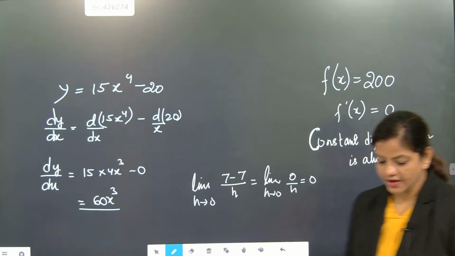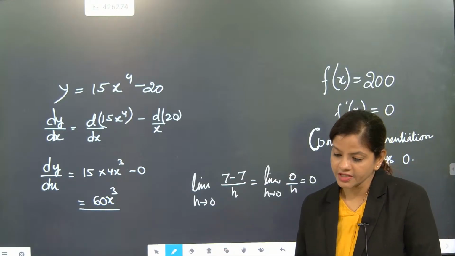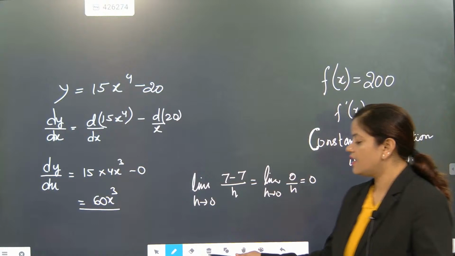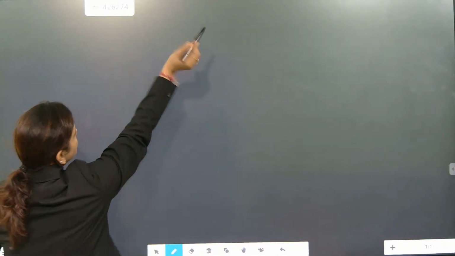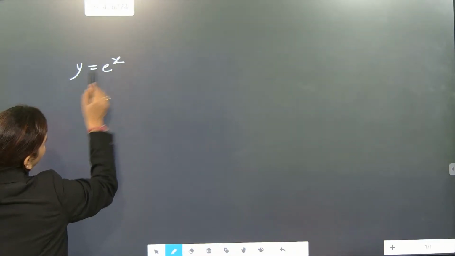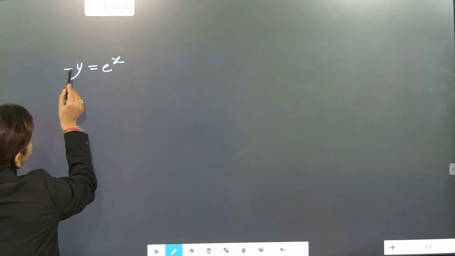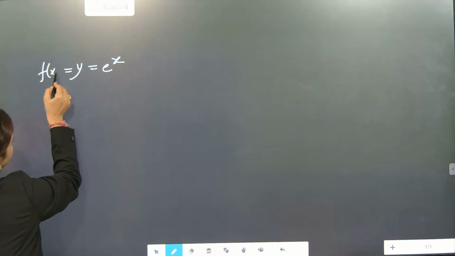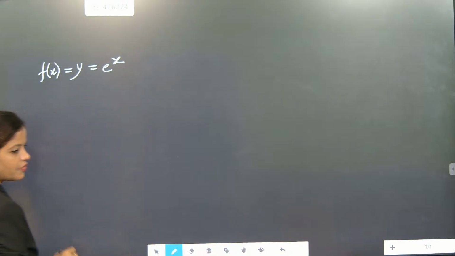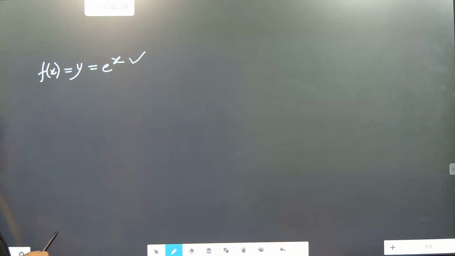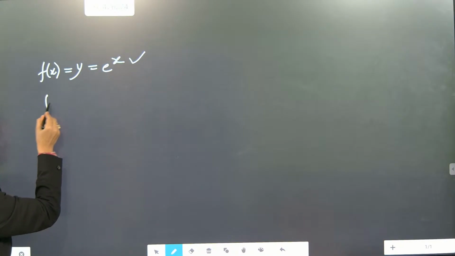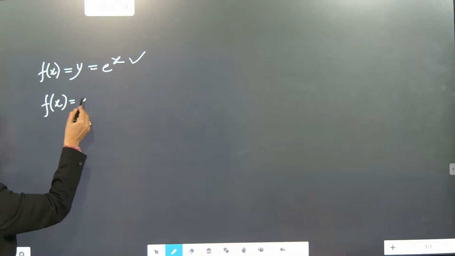So let's derive another important formula. Next, I am going to derive it and show it to you. Now using first principle I am going to differentiate y is equal to e to the power x. Understood? This can be written as f of x is equal to e to the power x. So I am going to use first principle to differentiate e to the power x. How are we going to do it? Here f of x is equal to e to the power x.